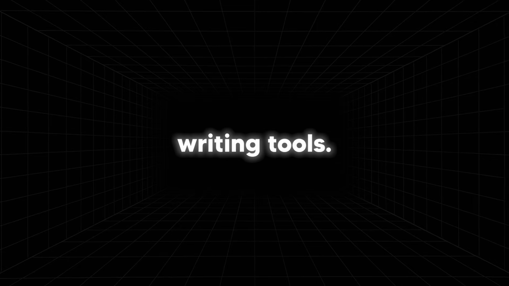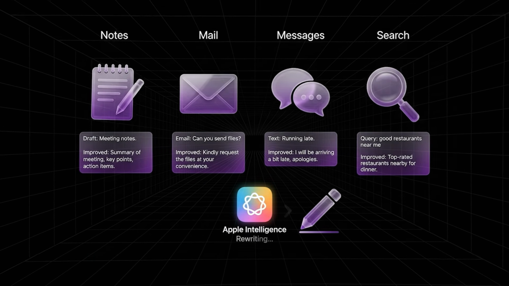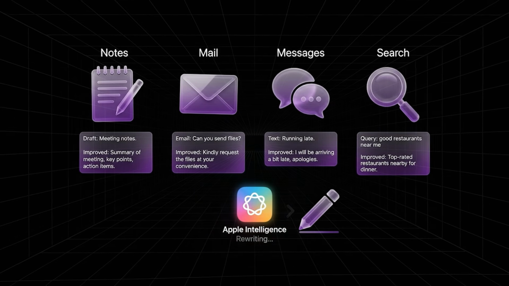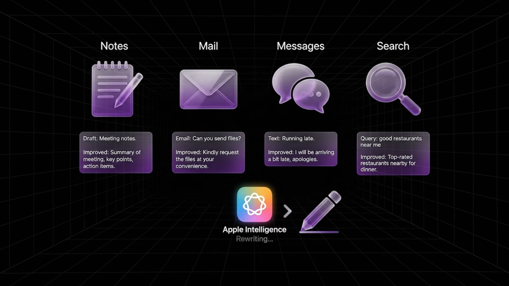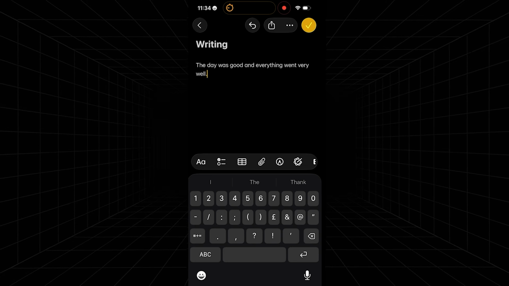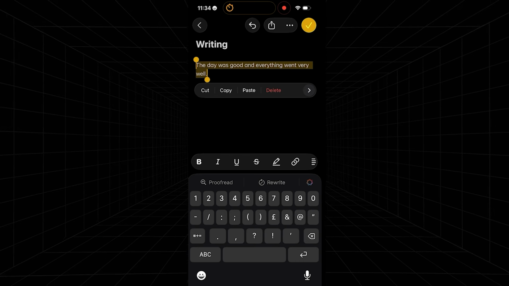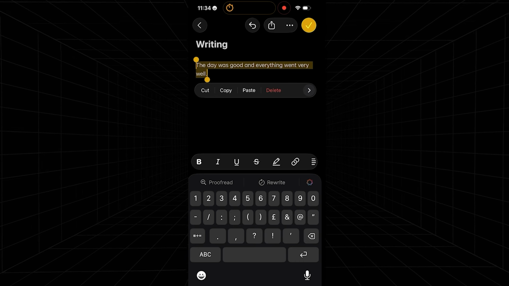Now let's talk about the writing tools. This is one of the features you'll use most, and this is something that will work anywhere you type. Notes, mail, messages, search boxes, anywhere the keyboard shows up. Let me show you an example. I'm going to write a quick paragraph, as you guys can see. Now what I can do is highlight this text, and then you can see a small Apple Intelligence icon in the bottom right.